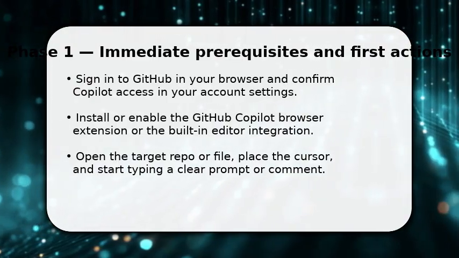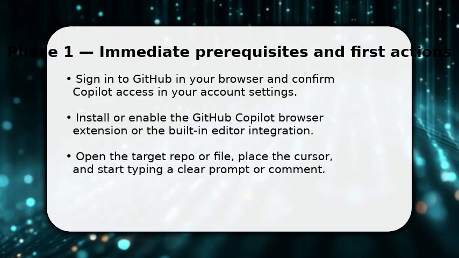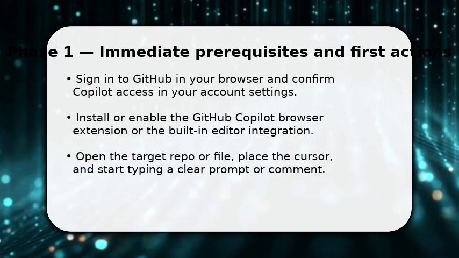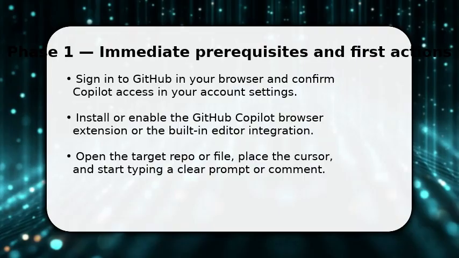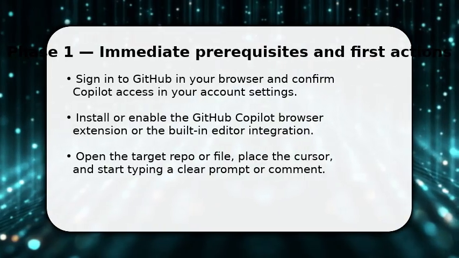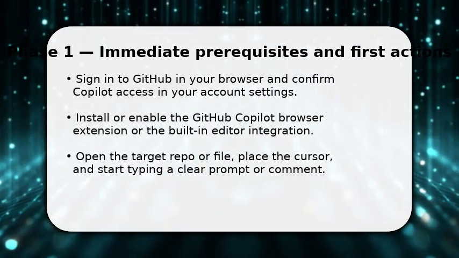Then open the file you want to edit, place your cursor, and type a short, explicit prompt or comment that describes the function you need. This first action triggers Copilot to generate completions, so start with a clear intent to get relevant code right away.